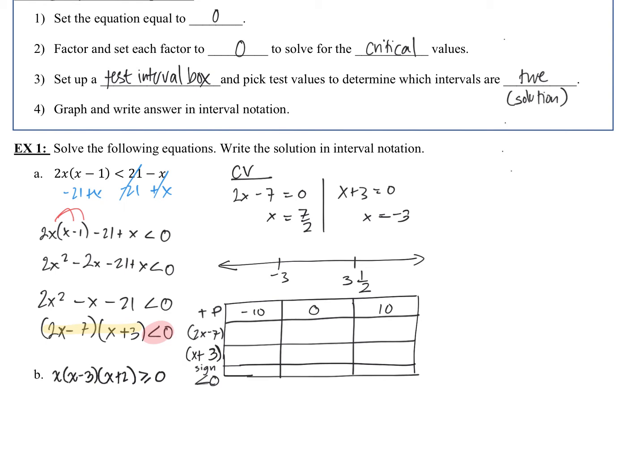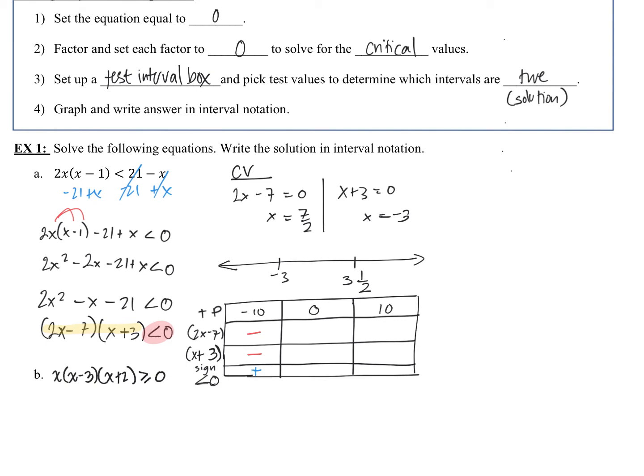So now let's test. When I plug in negative 10 to my equation, I'll get 2 times negative 10 minus 7. So 2 times negative 10 is going to be negative 20 minus 7. So that's a negative value. So I'll just go ahead and put a negative for that. Don't have to write everything out. Just put the signs. So that'll be negative, and the next one will be negative 10 minus 3, which will also be a negative. Now, remember, our factors are multiplying together. So we have a negative times a negative, which means we would end up with a positive.